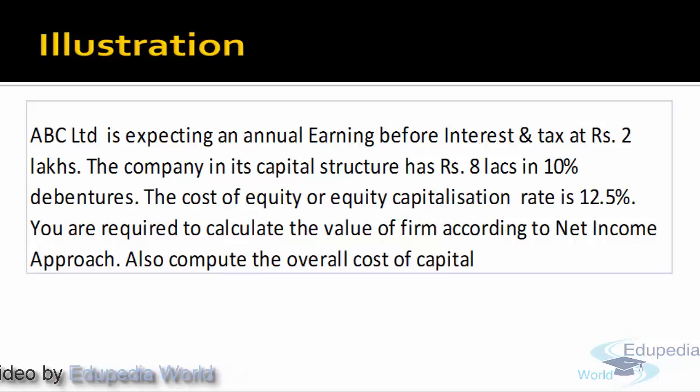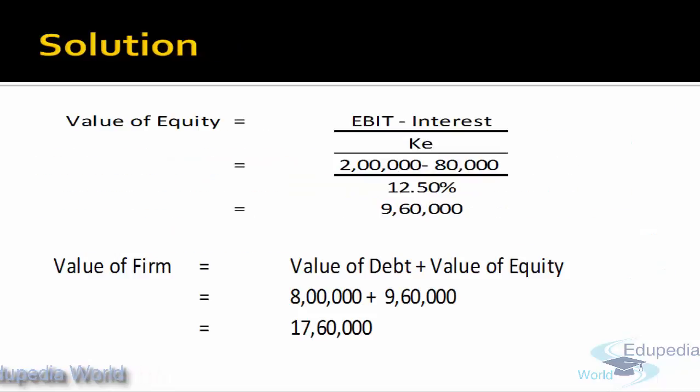That means there is an 80,000 rupees interest burden. 2 lakhs is the EBIT. So what is the earning available to equity shareholder? 2 lakh less 80,000, 1,20,000. The KE is 12.50. So the value of equity will be 1,20,000 divided by 12.5, which is 9,60,000. Value of debt is given in the question, 8 lakh rupees. So the total value of the firm will be 17,60,000.